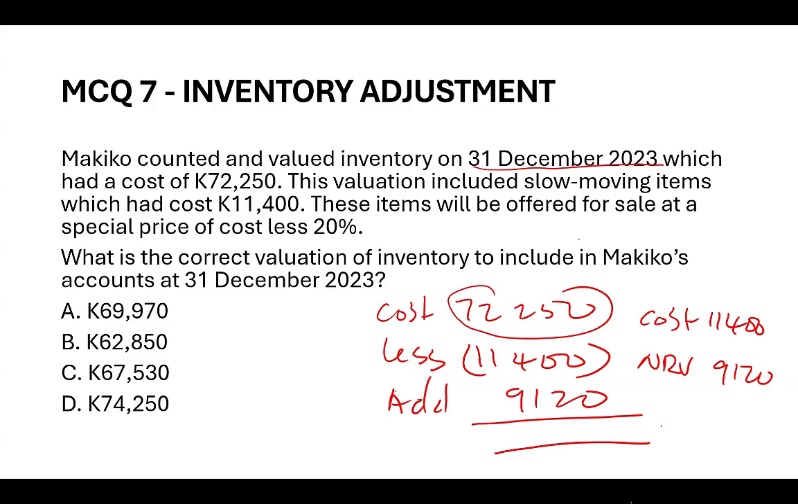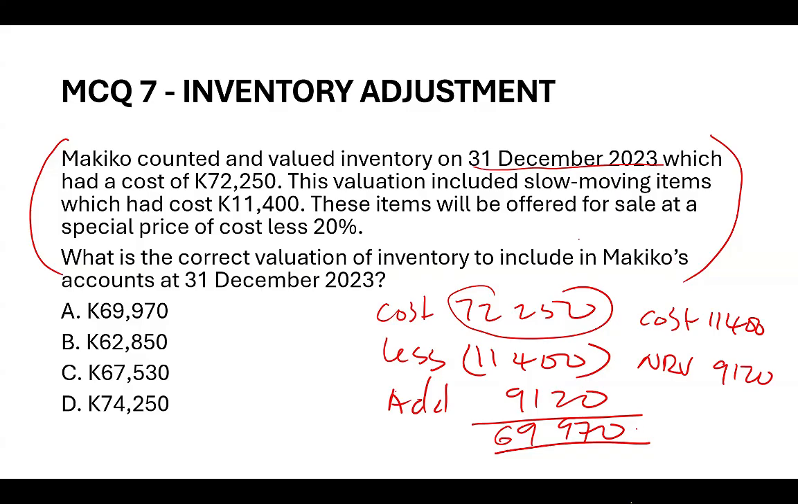So 72,250 minus the 11,400, you add the 9,120. That will be the correct inventory valuation, which is 69,970. And this adjustment comes in a question requiring you to prepare financial statements, profit or loss and statement of financial position.